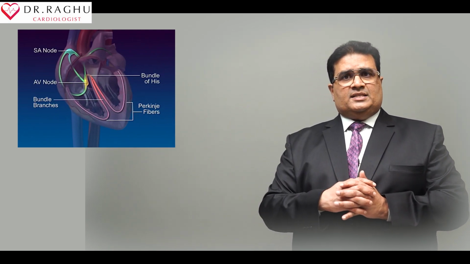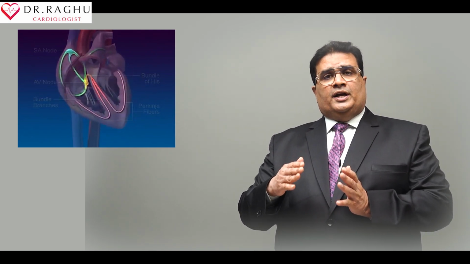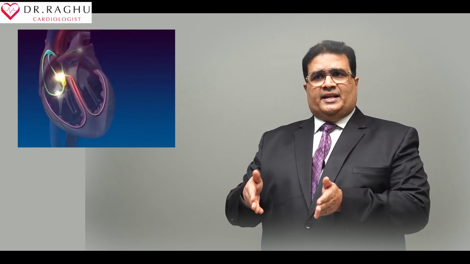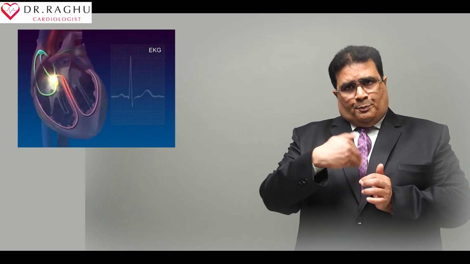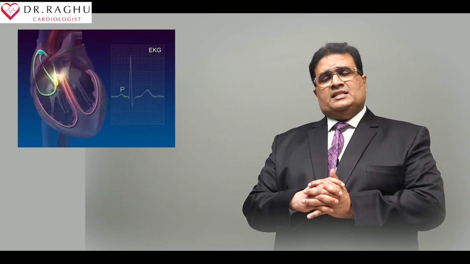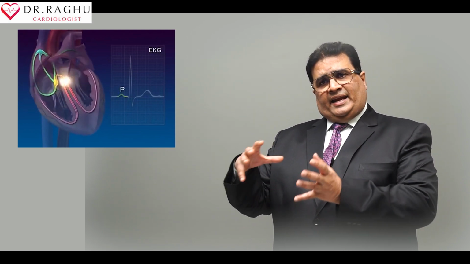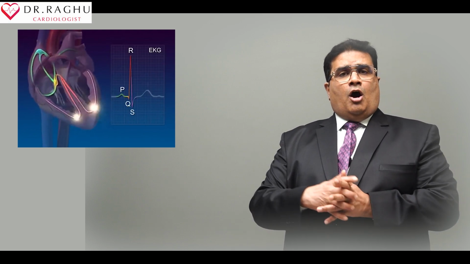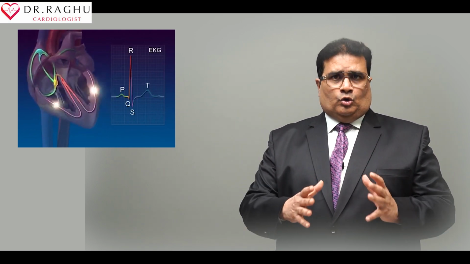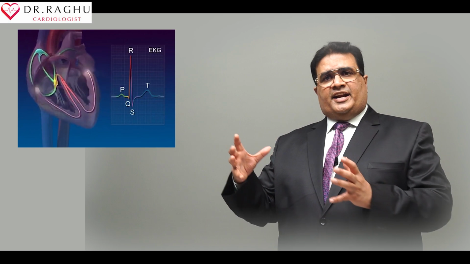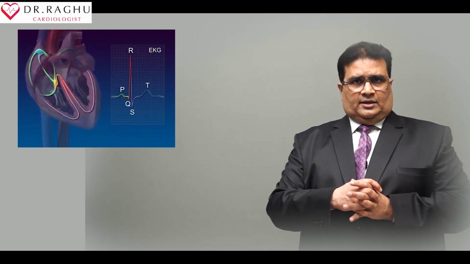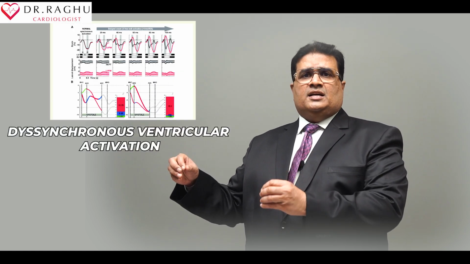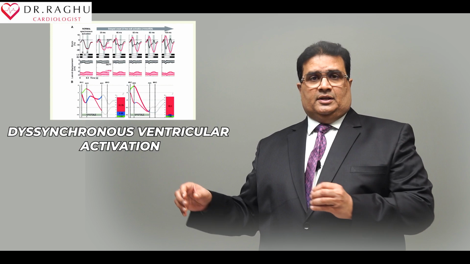So, what happens is, the electrical circuit, instead of going in the normal direction, travels in the opposite direction. When the electrical circuit, and thus the activation and the contraction of the heart, happens in a direction opposite to the normal route, that leads to a reduced pumping ability of the heart. This loss of synchrony is called dyssynchronous ventricular activation.